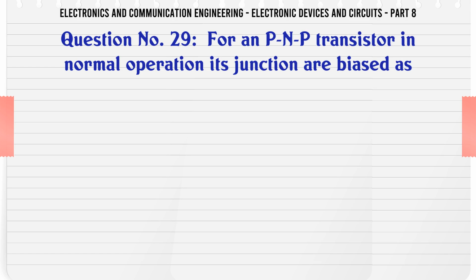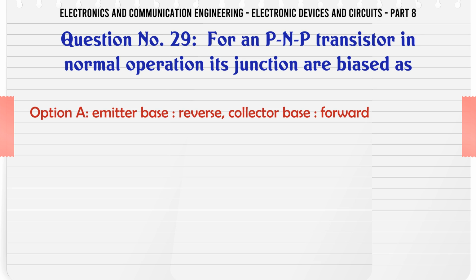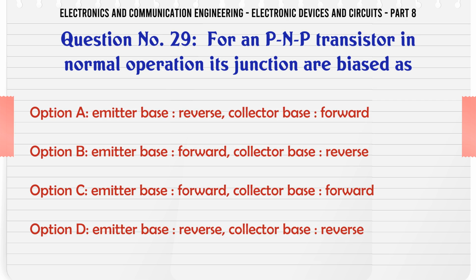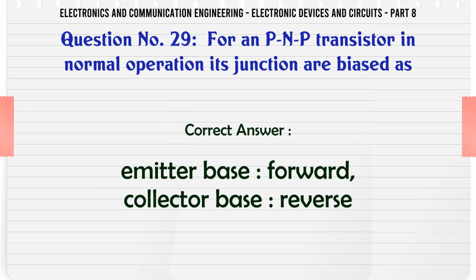For a PNP transistor in normal operation, its junctions are biased as A. Emitter base reverse, collector base forward, B. Emitter base forward, collector base reverse, C. Emitter base forward, collector base forward, D. Emitter base reverse, collector base reverse. The correct answer is emitter base forward, collector base reverse.